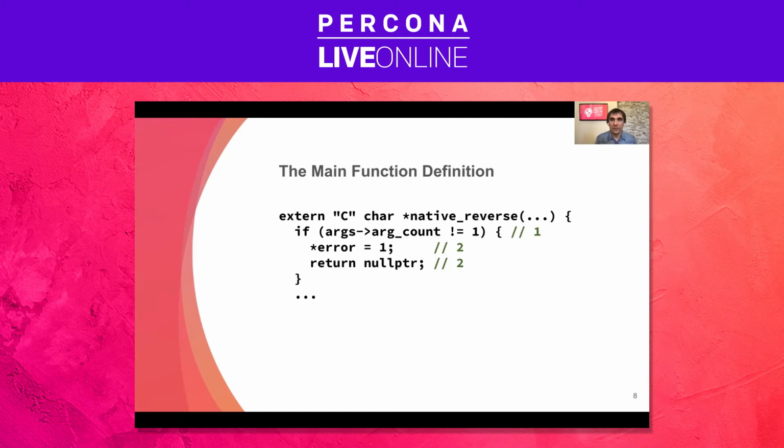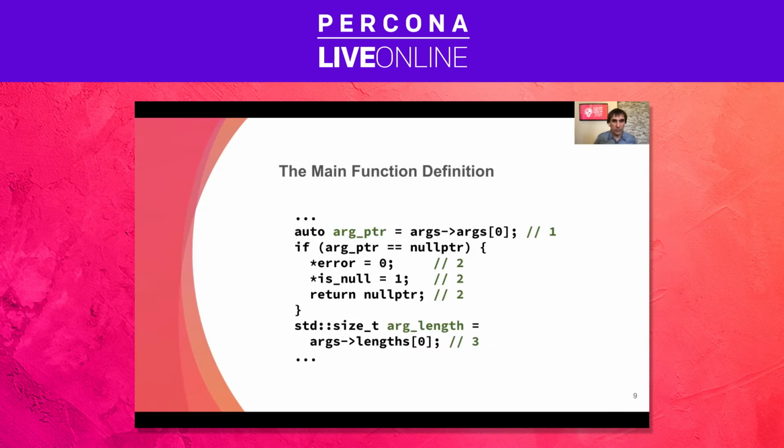So we will start our native_reverse main function by checking the number of arguments the user provided. For this, we go inside the args structure and find the arg_count member there. We just compare it with 1 at line 1, and if this is not the case, we report an error by setting 1 to the error pointer, and we also return a null pointer in this case.